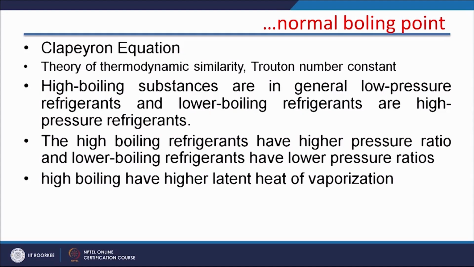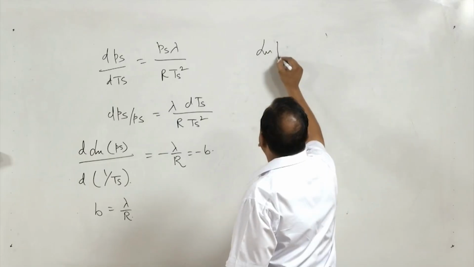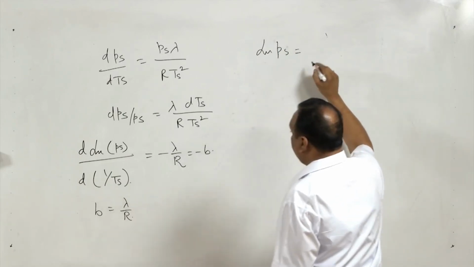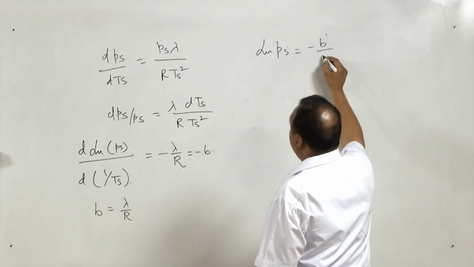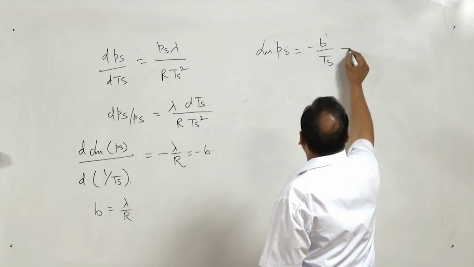Ts. Now, regarding this equation, if we integrate this, we will get natural log of Ps is equal to minus B by Ts plus A.